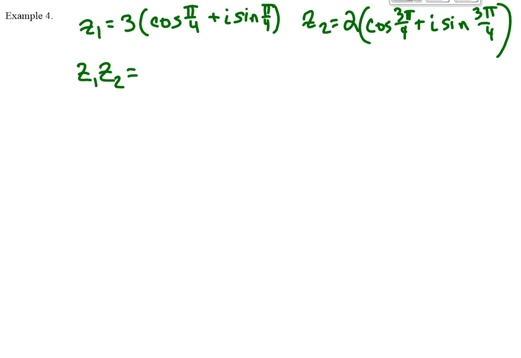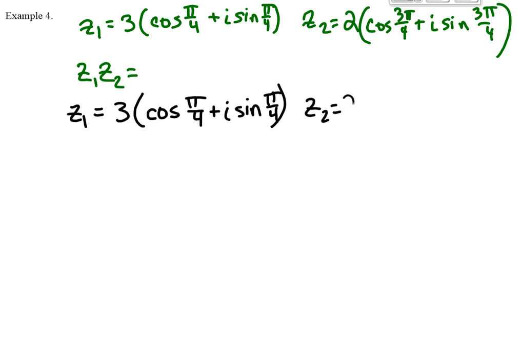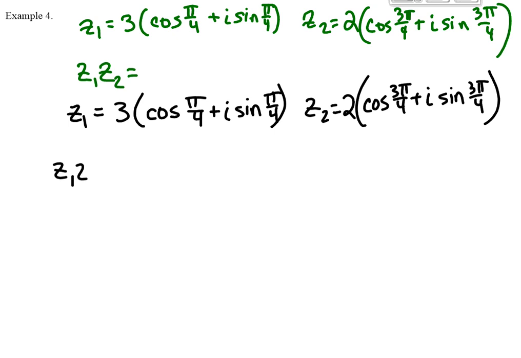So here's example 4. These are written in trigonometric form, and we're going to find that product. I'll just rewrite it because I know that'll give you time to rewrite it. So z1 equals 3 (cosine pi over 4 plus I sine pi over 4), and z2 is equal to 2 (cosine 3 pi over 4 plus I sine 3 pi over 4). So our job is to find z1 times z2.